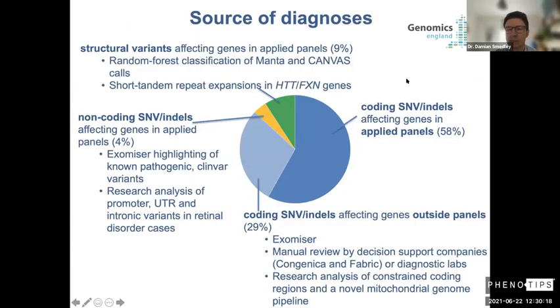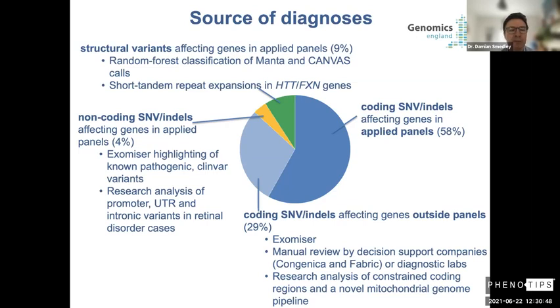And overall, in terms of sources of diagnosis in this pilot, 58% actually involved coding SNVs in the applied panels. A further 29% were coding SNVs in known disease genes, but outside the applied gene panels. So these were the ones found by Exomiser or by manual review, and by the diagnostic labs looking at these, or some of the decision support companies such as Congenica and Fabric. And then 4% came from non-coding variants.